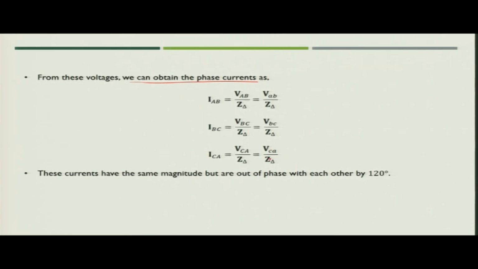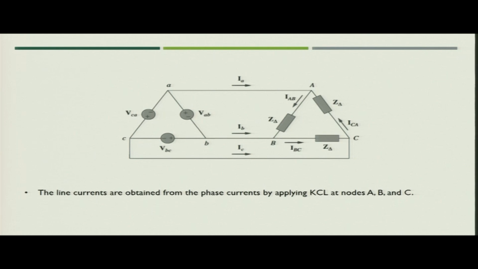So, you can see from the current equations that the currents have the same magnitude, but these will again be out of phase with each other by 120 degree, because these voltages are out of phase with each other by 120 degree. So, now you have the phase current information. Next task is you need to find out the line current. So, how you can find out the line current?